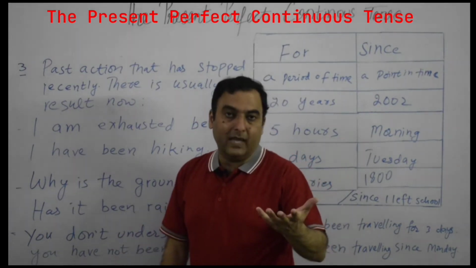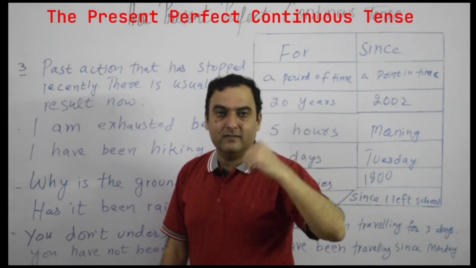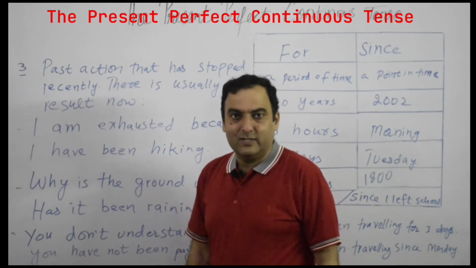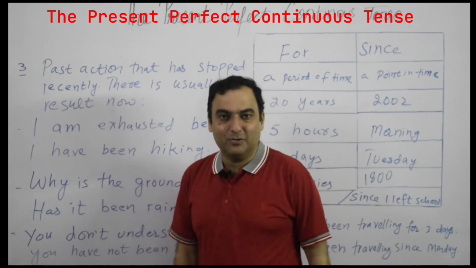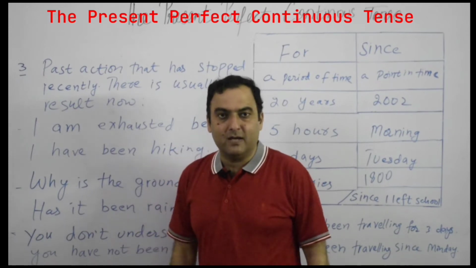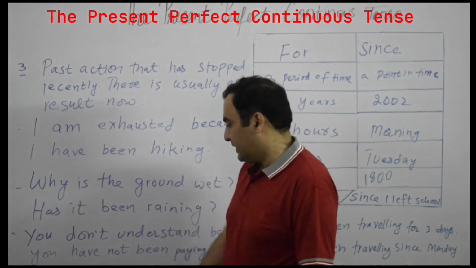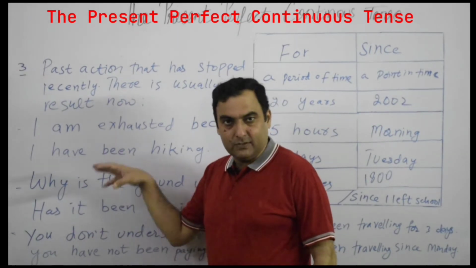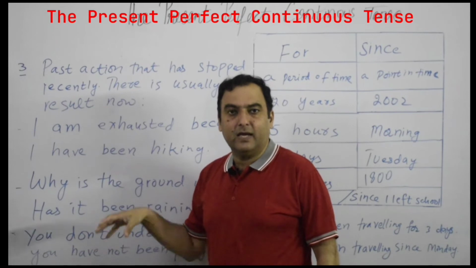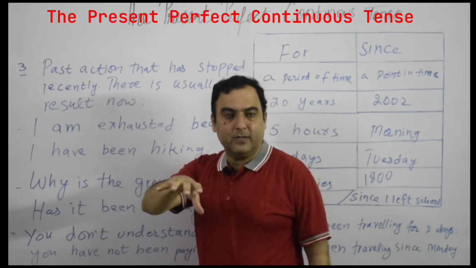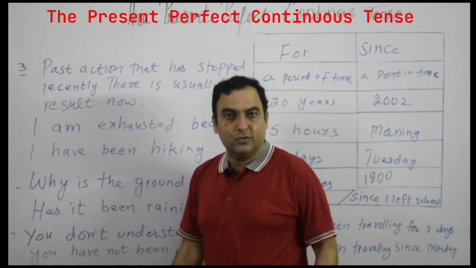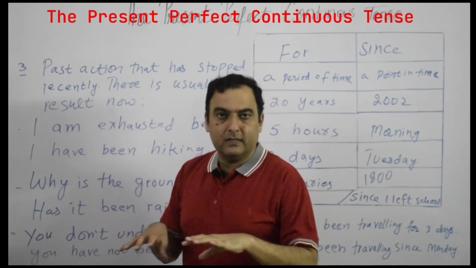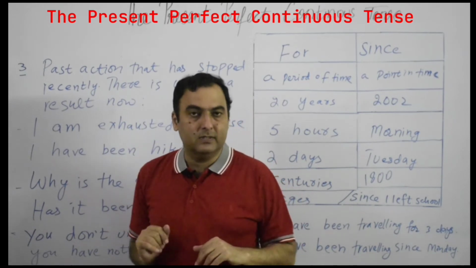And in a class, the teacher explains something, and the student doesn't understand. The student asks a question. So maybe if there is a bad-tempered teacher, he or she might say, well, you don't understand because you have not been paying attention. So there is a result, and that result is because of an action that has stopped now, but we can see the result. That's it, 3 uses.